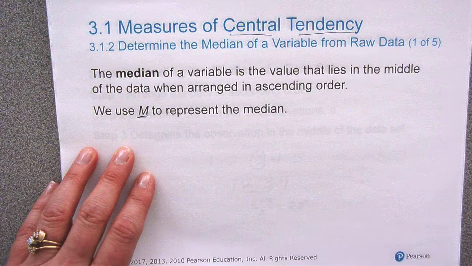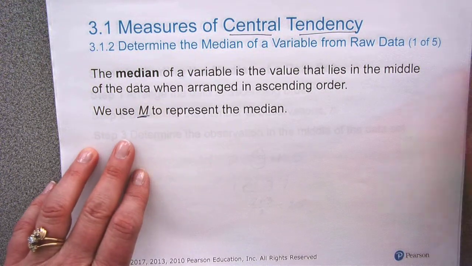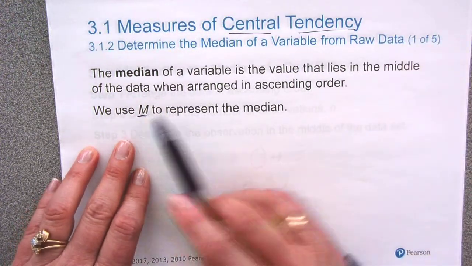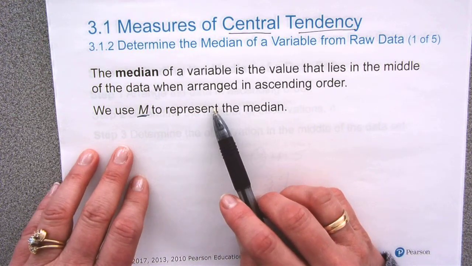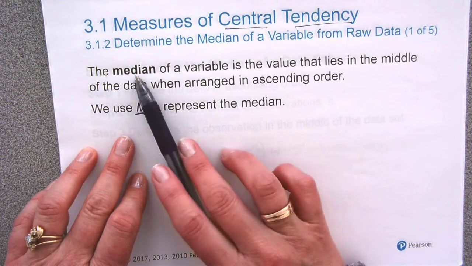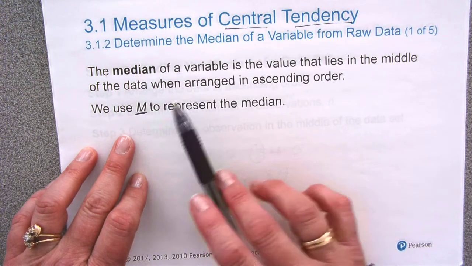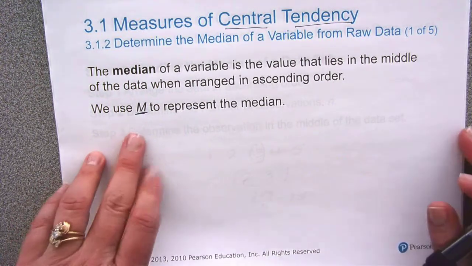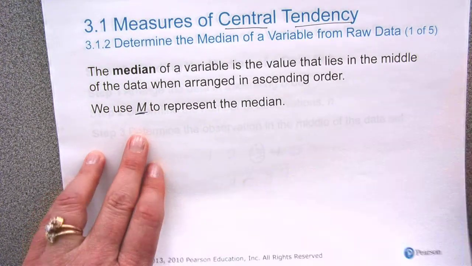We talked about median is the middle number. We use a capital M to represent the median. Okay, so the first thing you're going to want to do when you choose the median is to arrange your data in ascending order, so from smallest to largest.